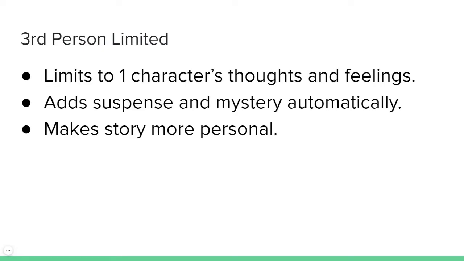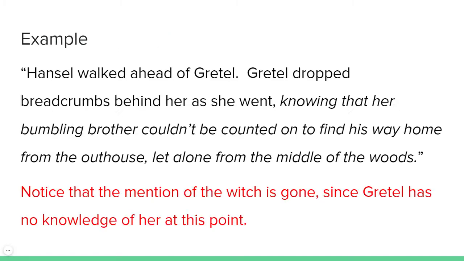Third person limited is the next point of view. This limits the point of view to one character's thoughts and feelings. It adds suspense and mystery automatically because we only know one character's thoughts and feelings, and it makes the story a little bit more personal.